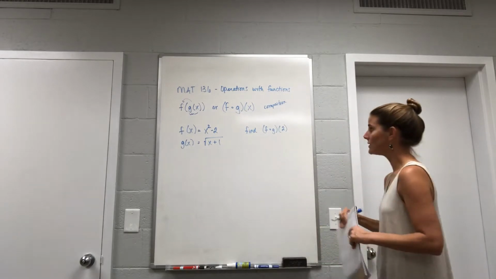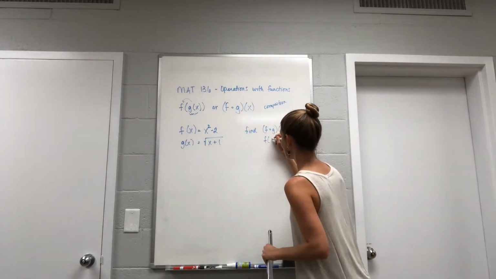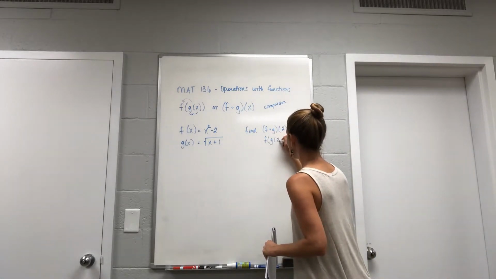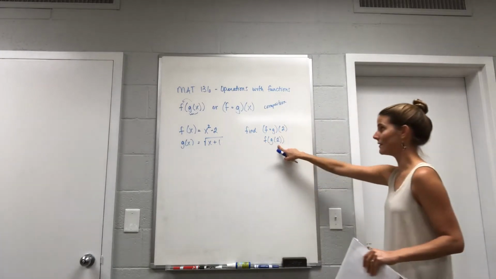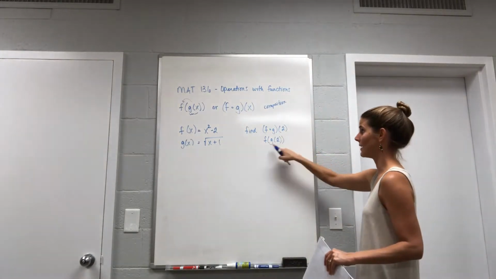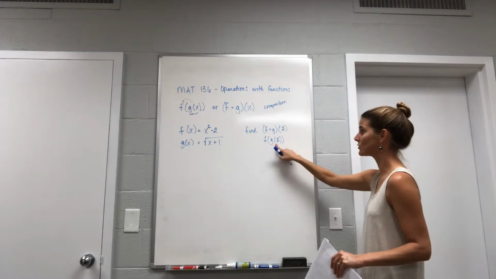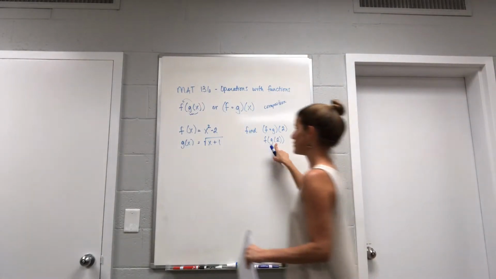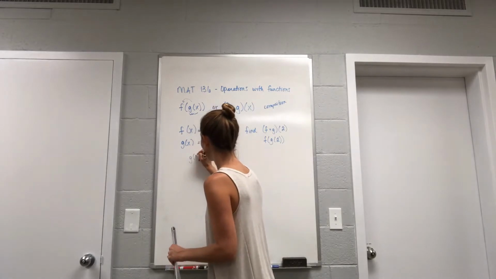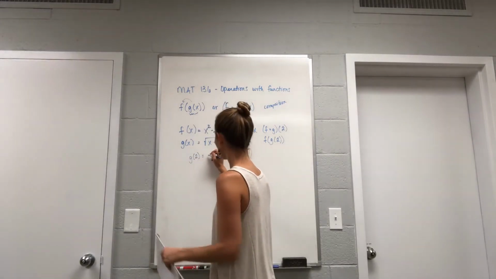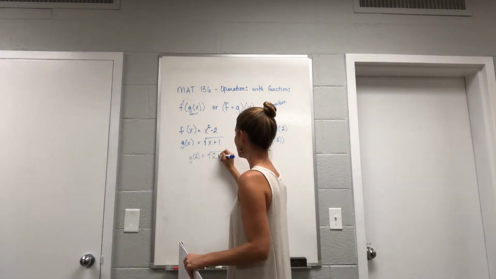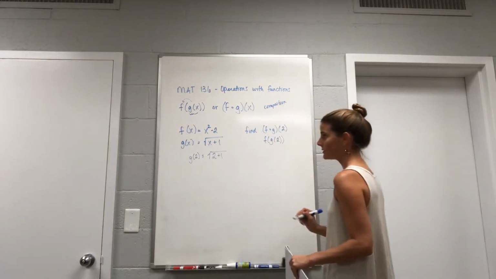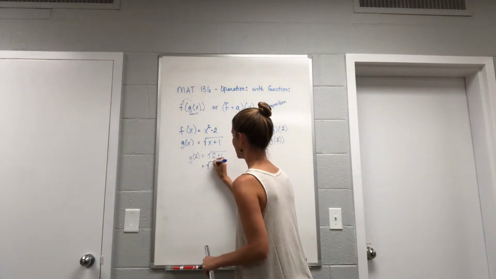What we're going to do is actually a little bit easier, I think, if you look at it in this form. So this means the same thing. It means f of g of 2. Start on the inside. Find g of 2. So if you find g of 2, we're going to just plug 2 in for that x, and we get the square root of 3.